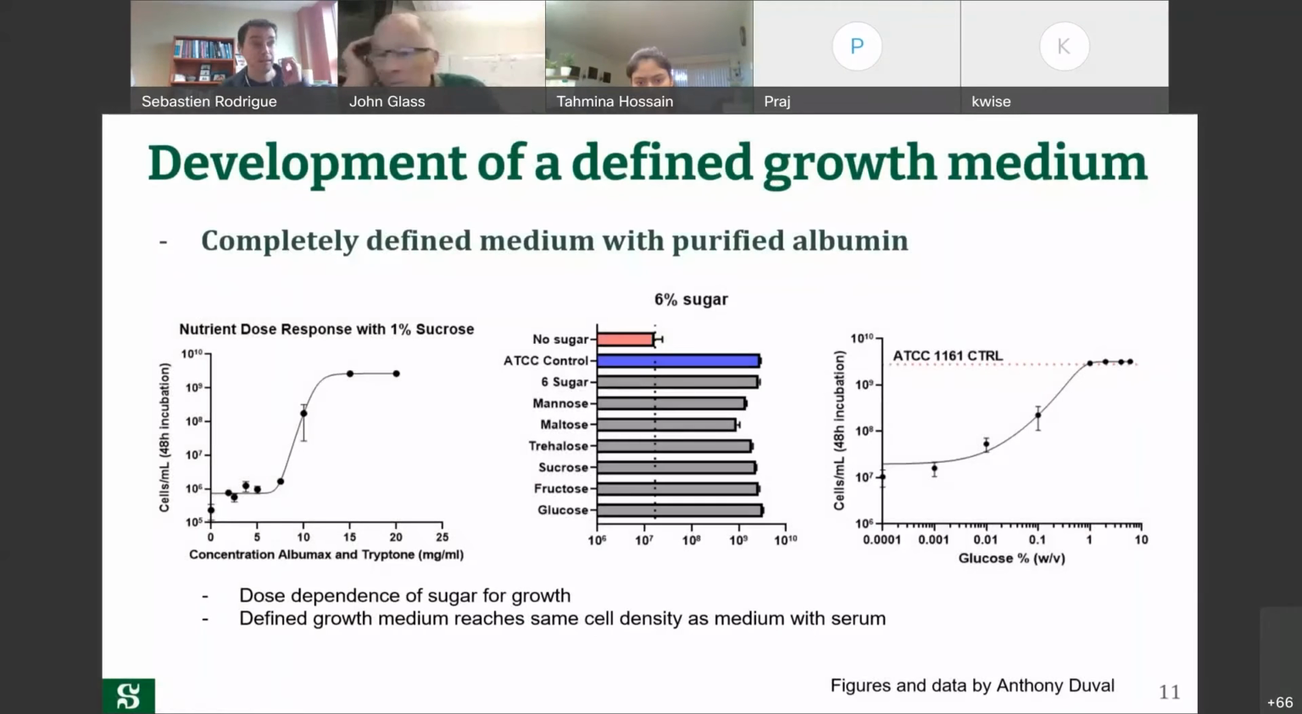So the first thing that we started to do after the work on the metabolic model was to try to have a completely defined medium, which contained purified albumin to supply the lipids. And then we also played with peptones and peptides to supply amino acids and sugar as carbon sources. And what I really want to show you here is that with that defined medium, we're able to get very good growth densities that are as good as medium with serum, right here represented in blue. And now we can change the carbon sources and we can get good growth rates, high densities.